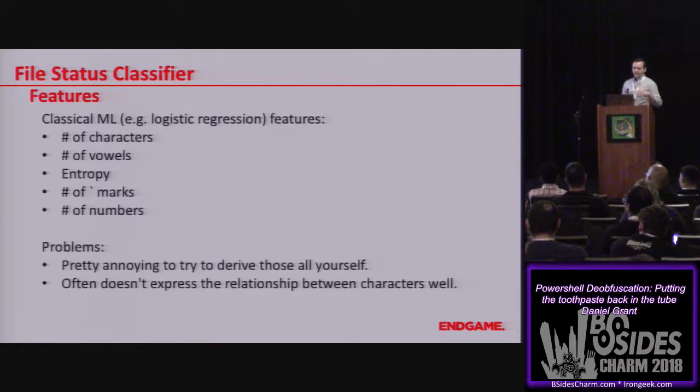Personally, I find that pretty annoying to derive all these yourself. You're going to miss a bunch of important ones. You're going to spend a lot of your time doing feature engineering. It's just not very fun. And for text, it often doesn't represent the relationship between characters well. If you have just the string USER, it's going to have the same or very similar results as if you reverse the string, RESU. So the relationships between characters in this case are probably very important. So classical machine learning isn't really going to work for us.